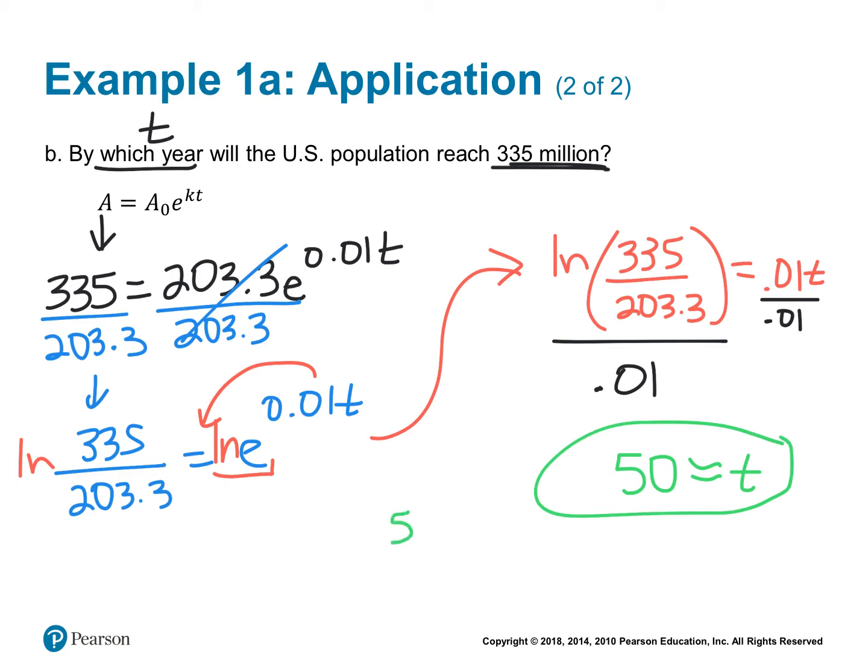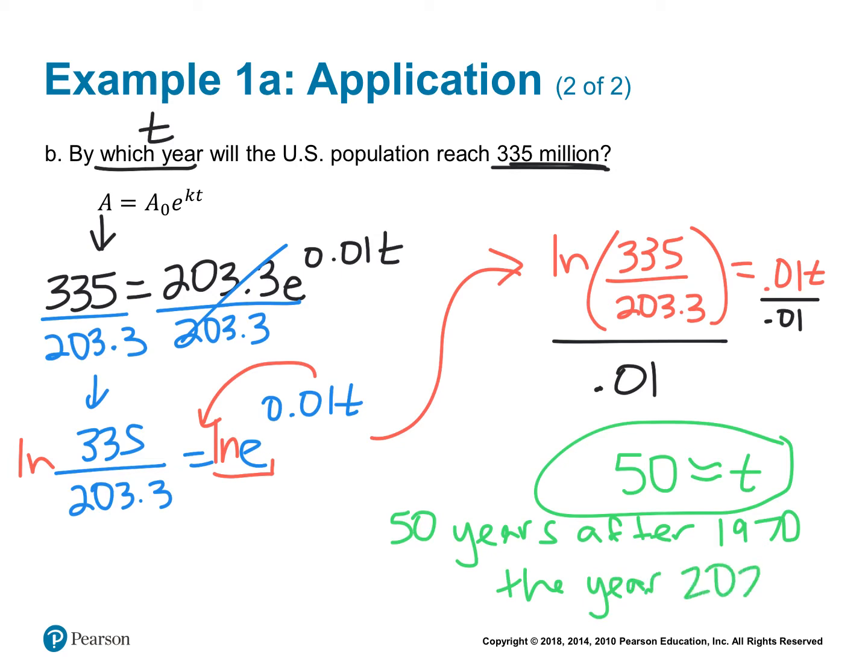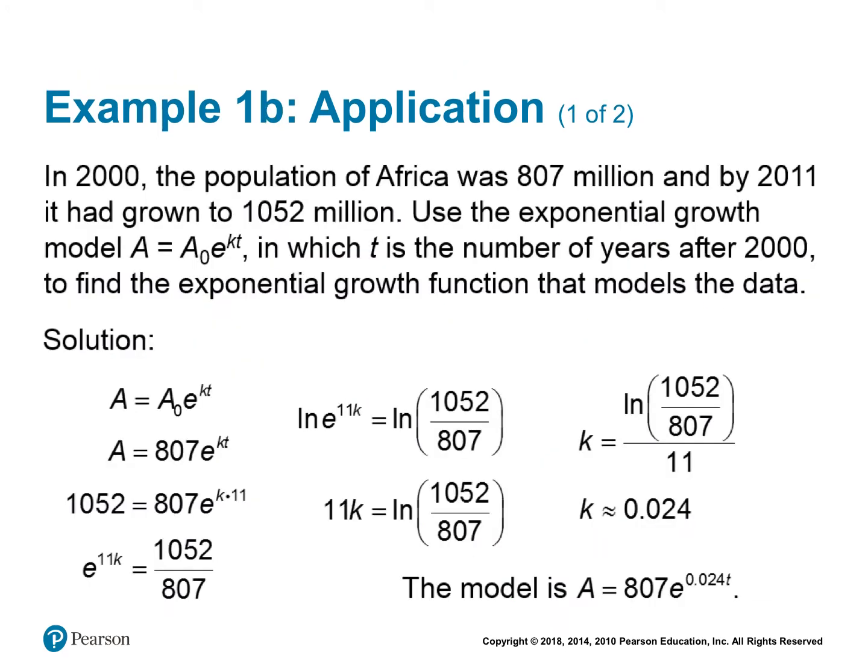So this means 50 years after, if you look back at the previous slide, we were talking about 1970 was the starting year. 50 years after 1970, the U.S. population will reach 335 million. So you could say that that's the year 2020. And 1B is just another example you can look at step by step on your own.